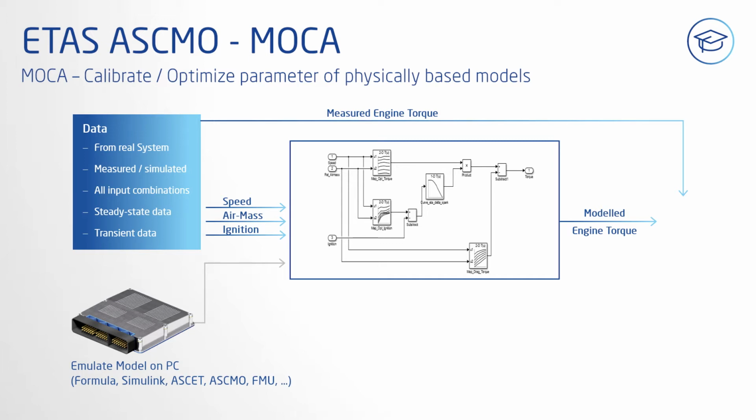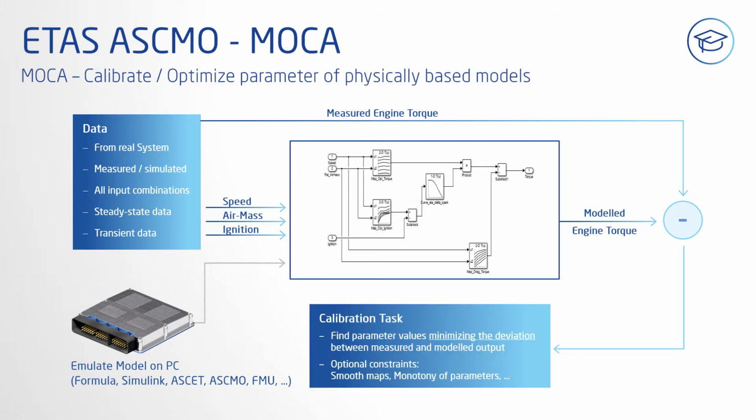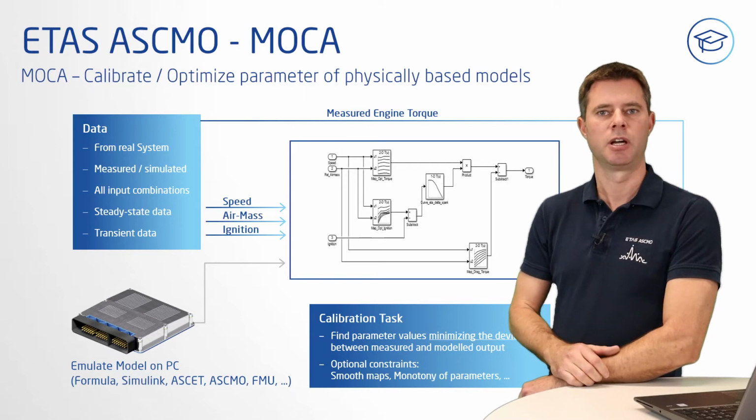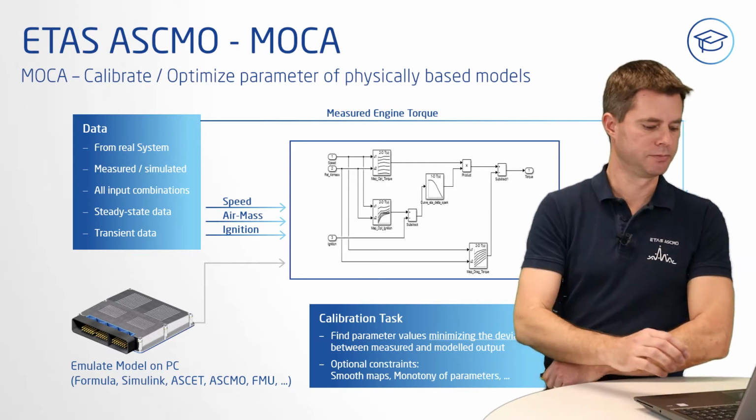Now we can compare the calculation of our model, so our simulated torque, with the real measured torque for all combinations of the input parameters. You will see we'll have some deviations. And now the calibration or optimization task is to change the parameters, the maps and curves, in a way that you minimize the deviation between the measured and the predicted output. This is the task of MOCA. And now let's see how this is realized live in the tool.